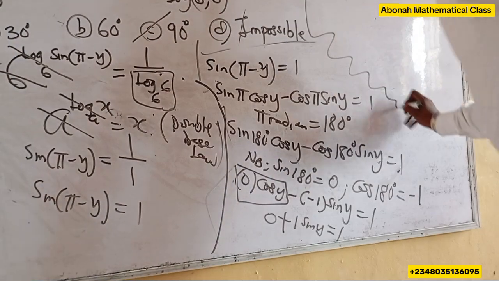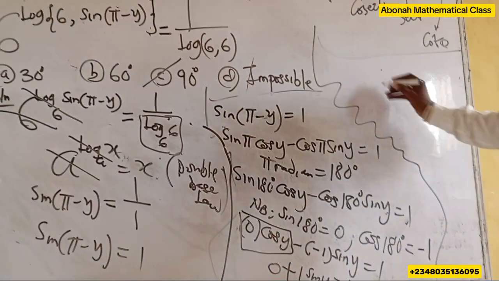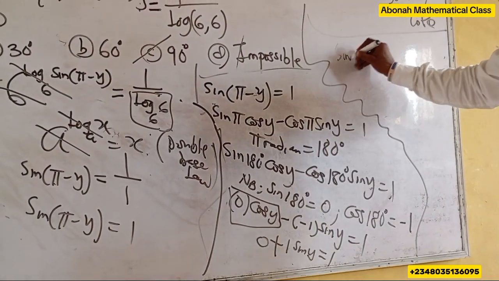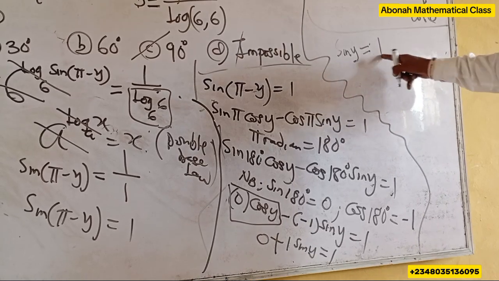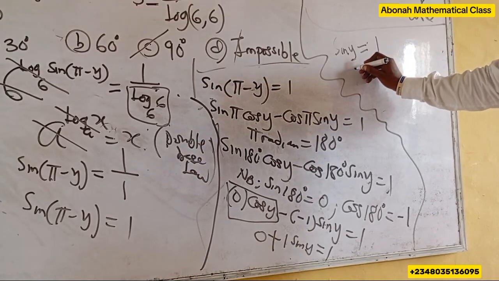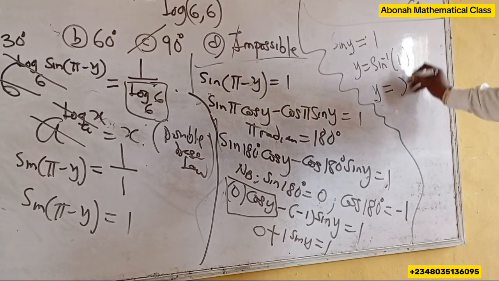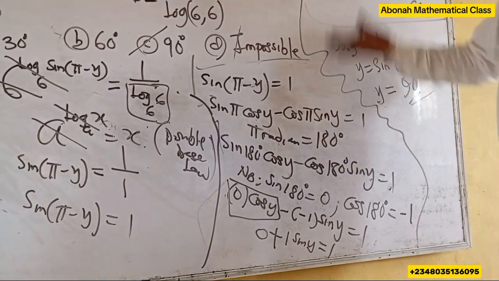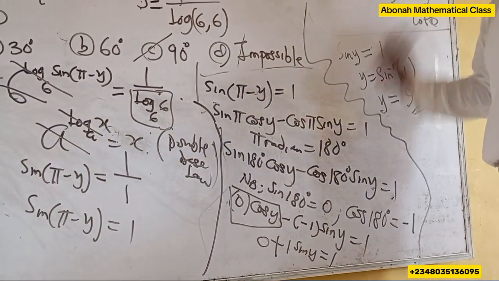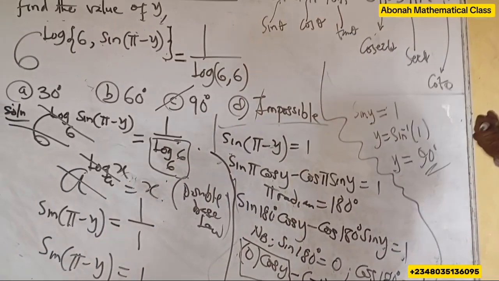Finally, at this juncture, I multiply. 1 times sin y is sin y equals 1. I'll take the sin inverse here together. y equals sin inverse of 1. y equals 90 degrees. That is the second method, or the second way to approach this question.